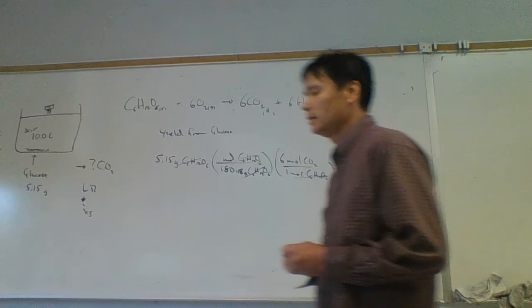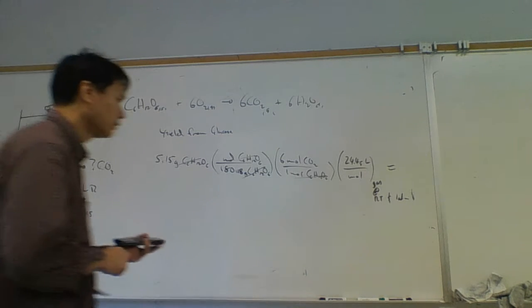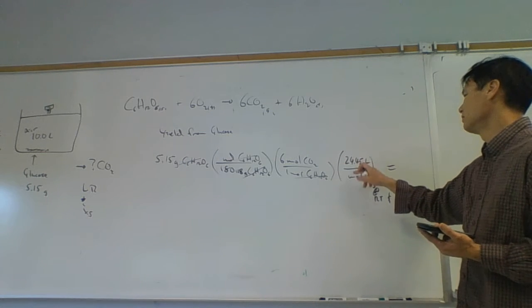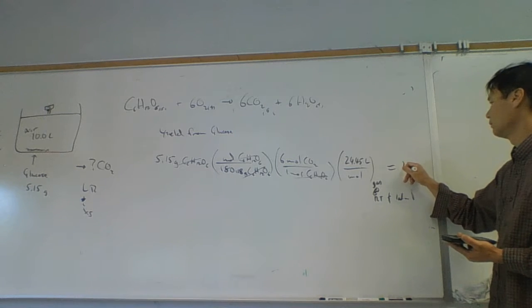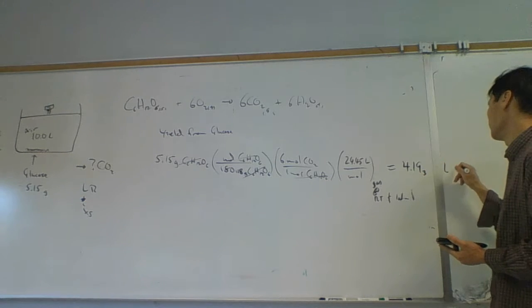And so we can calculate the yield from the glucose, which is going to be 5.15 divided by 180.18 times 6 times 24.45. Actually, I don't have to subscript. We know this to 4 sig figs is 24.45. 4.19 liters of CO2.